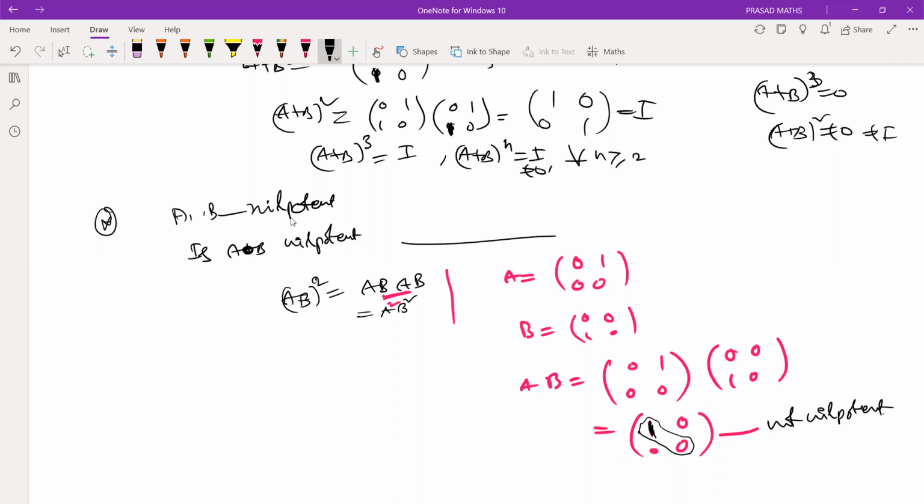Understand? See, look at my guess. (AB) whole square may not be A square B square. (AB) whole cube may not be A cube B cube, because matrix multiplication may not be commutative. So we can guess that AB may not be nilpotent. This is my counterexample for that. Right?